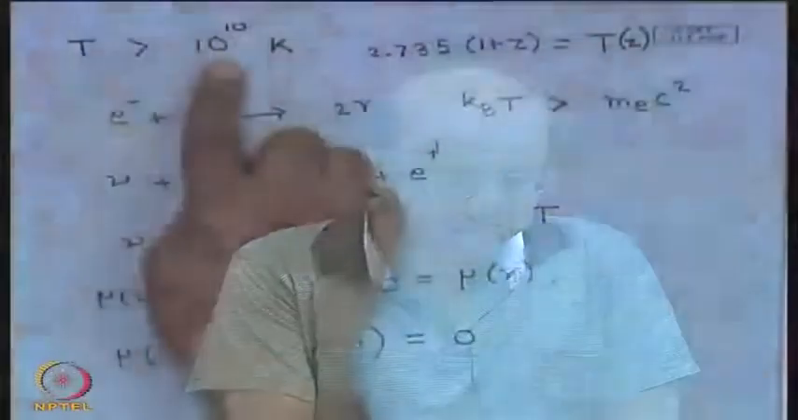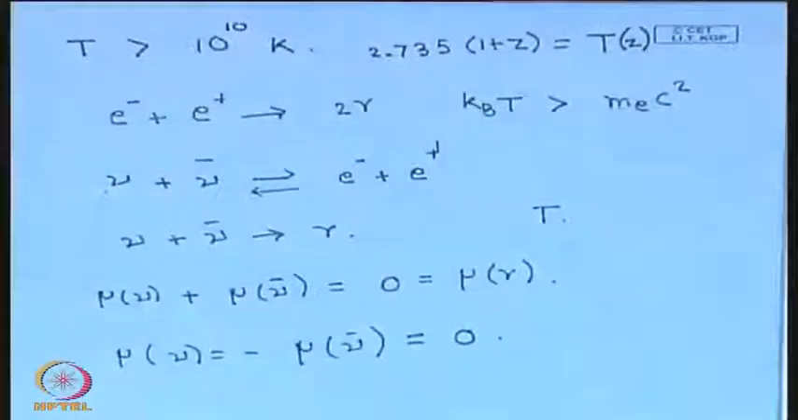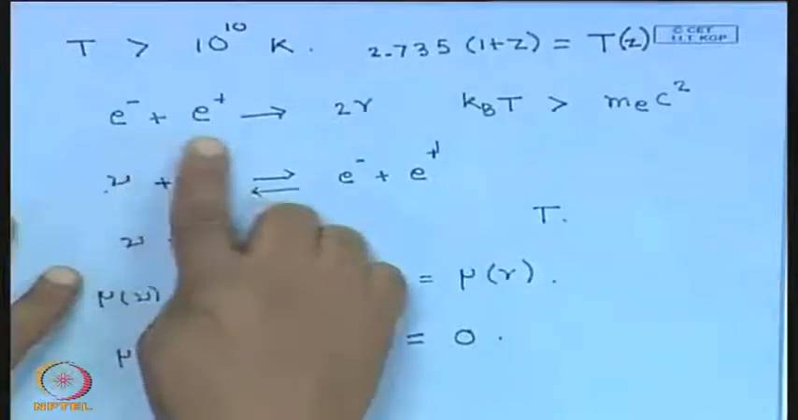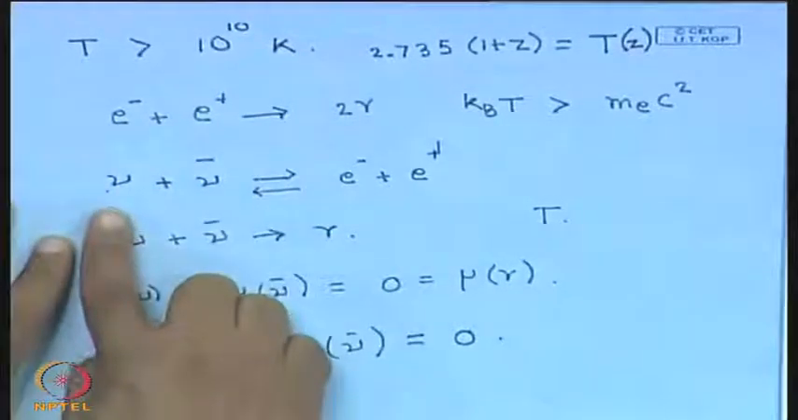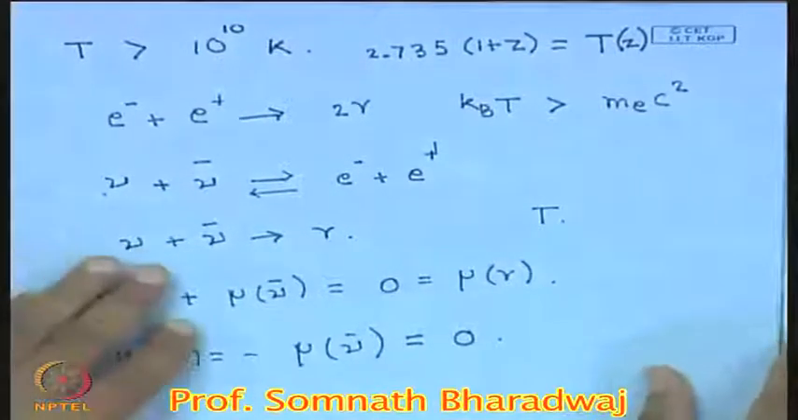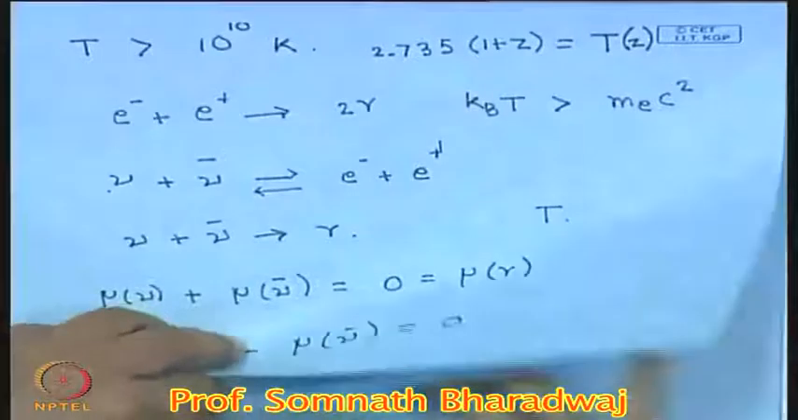Welcome back. So let me remind you that we were discussing very high redshift, when the temperature of the universe is more than 10 to the power 10 Kelvin. At that epoch, we have the electrons and the positrons, the neutrinos and antineutrinos, and the photons all in thermal equilibrium. So let me draw a picture of this.